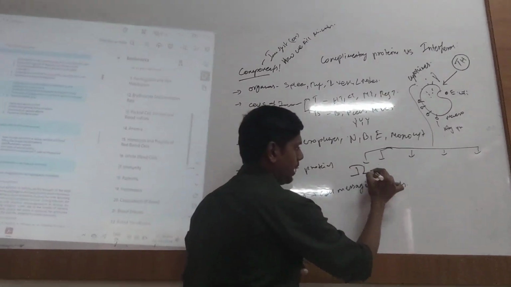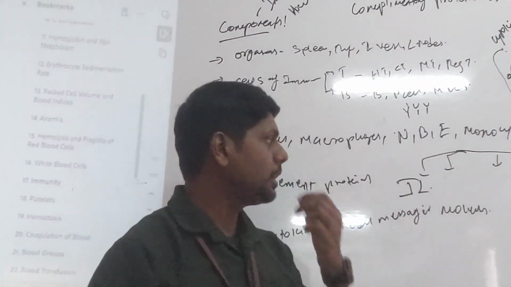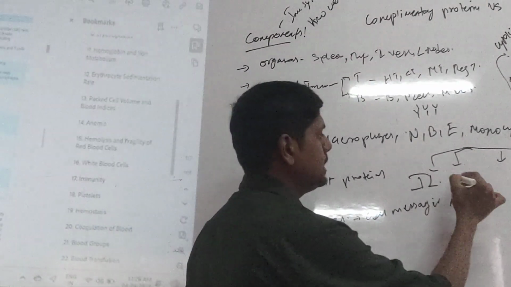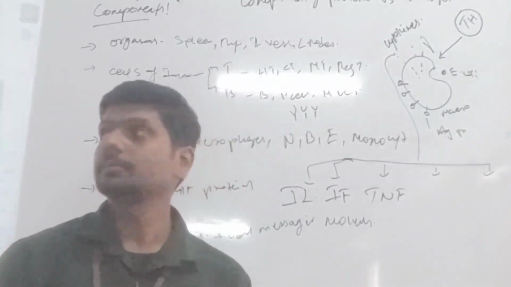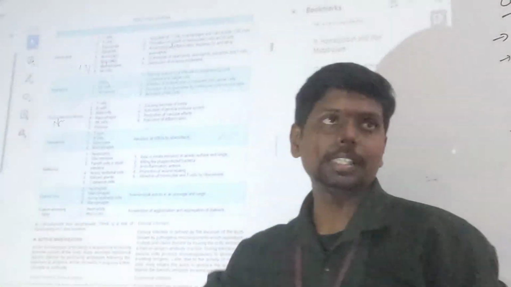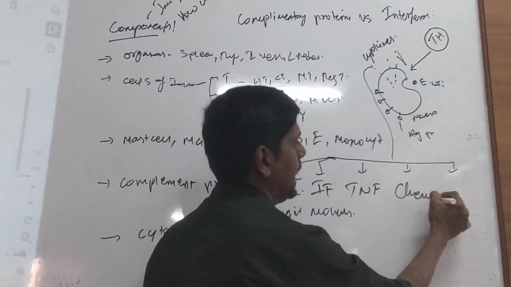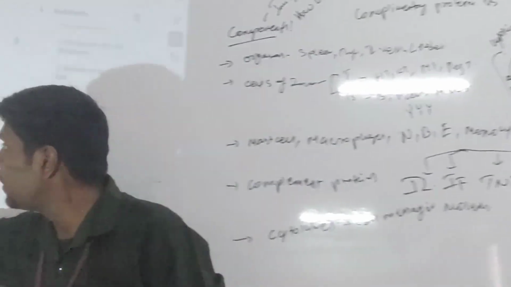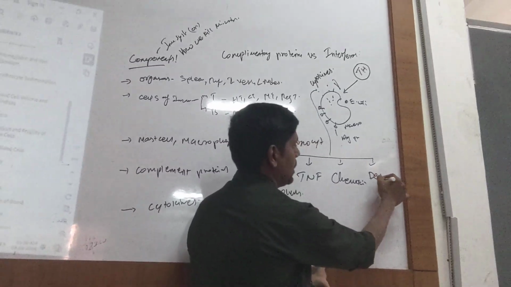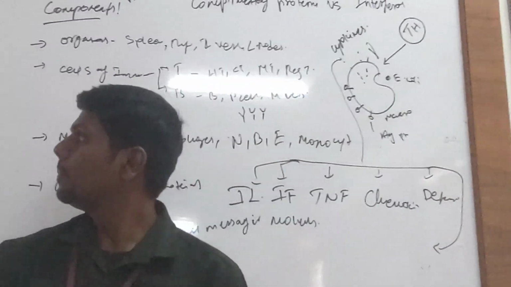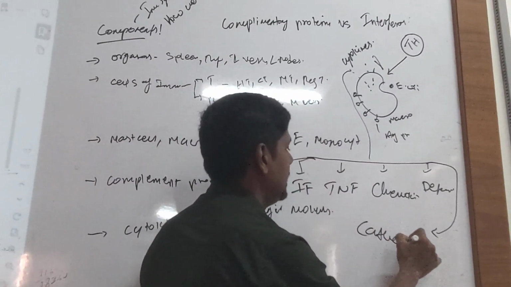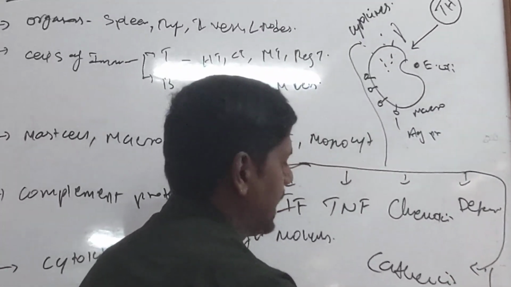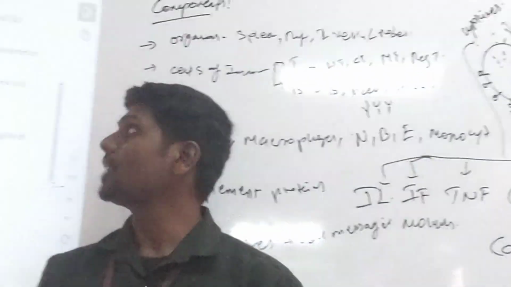Interleukins, interferons, tumor necrosis factors, and we have chemokines, and we have defensins, and we also have cathelicidins and platelet activating factors. These are the various types of cytokines we have.